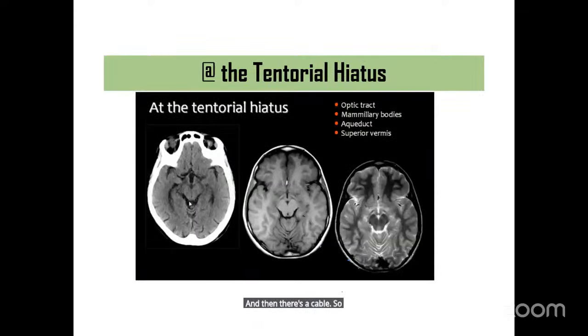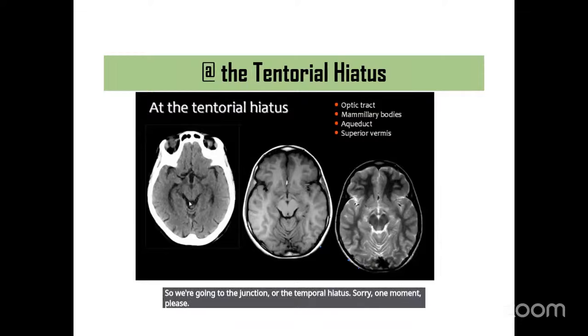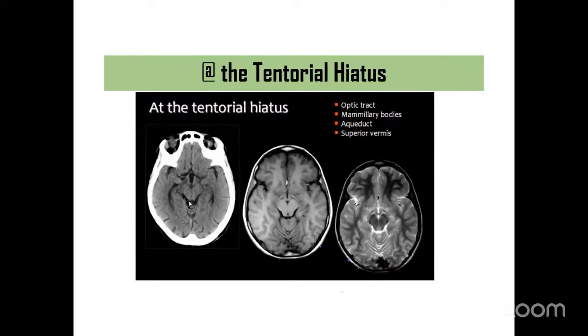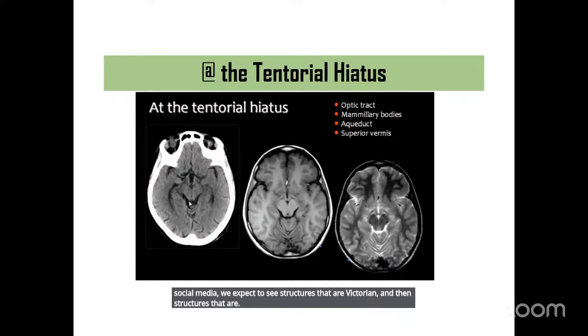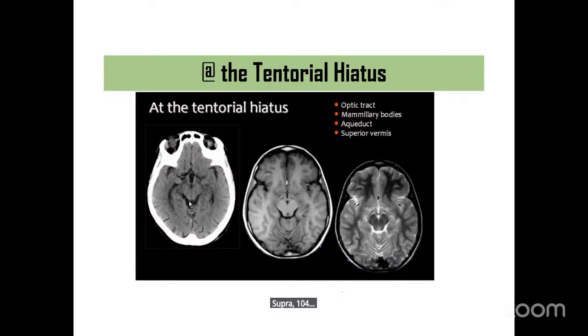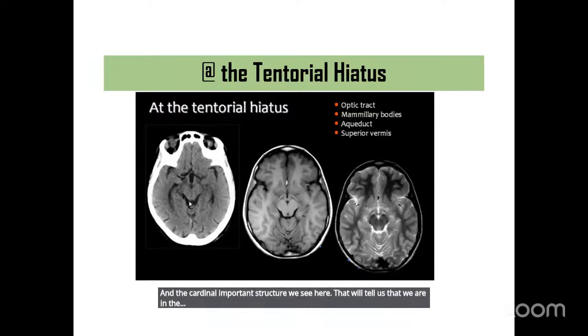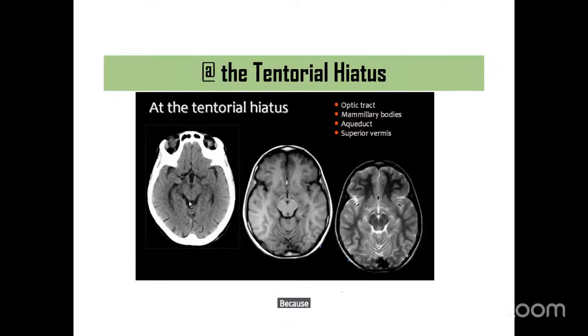So we move up. We're going to the junction, or the tentorial hiatus. At the level of the hiatus, at the level of this junction, we expect to see structures that are infratentorial and structures that are supratentorial. The cardinal important structure that tells us we are in the hiatus is the midbrain, because we're above the fourth ventricle, above the pons. So it's the midbrain.